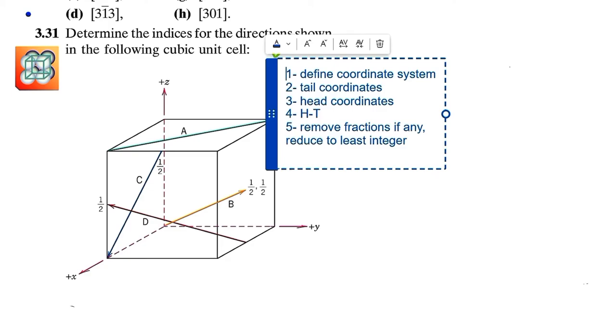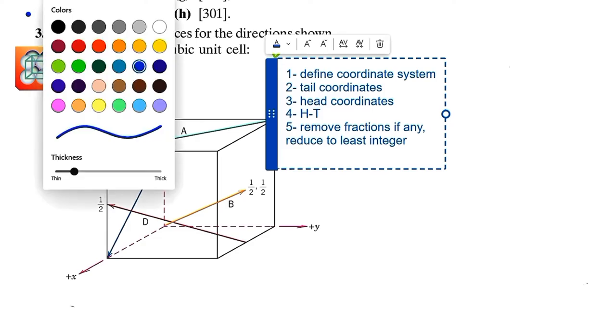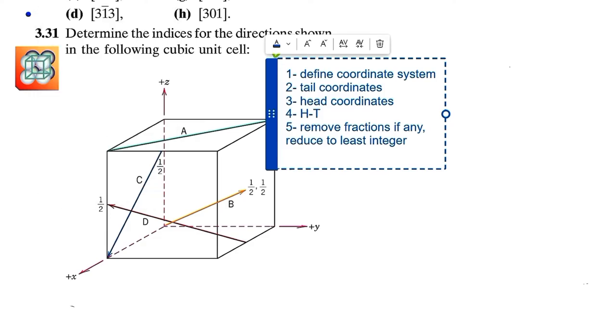The first step is to define the coordinate system. Whenever you are finding out the Miller indices of directions or planes, the most important step is to define the coordinate system. And as you can see, in our case, the coordinate system has already been defined. It's a predefined coordinate system. In some cases, the problem that is given to you has already defined the coordinate system for you, so you don't have to. But in some other cases, the coordinate system is not defined, so you have to do it yourself. All right, so it's totally fine.